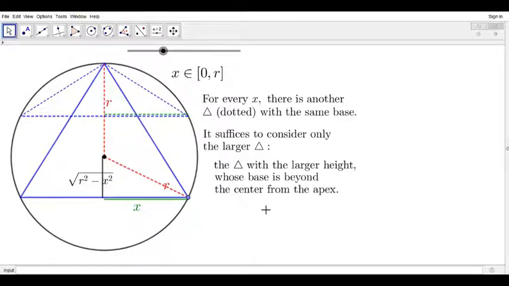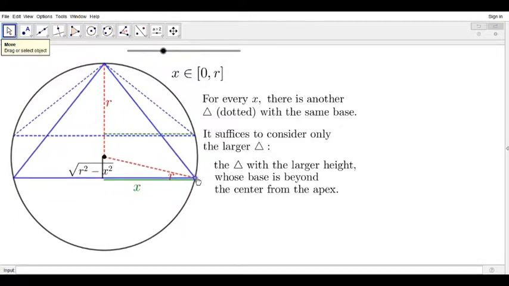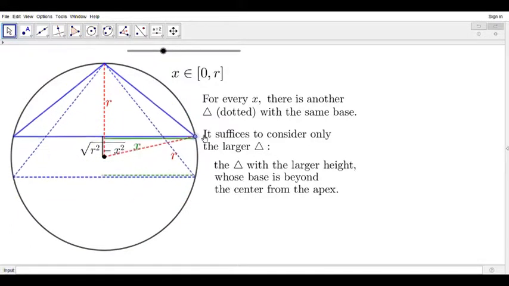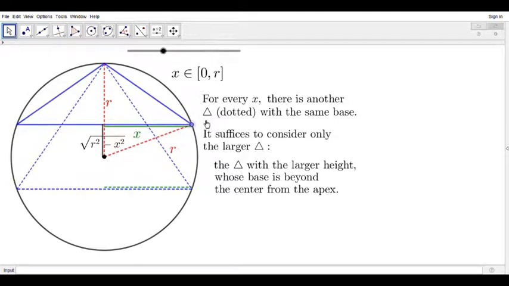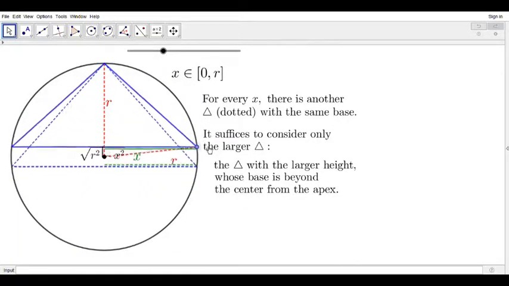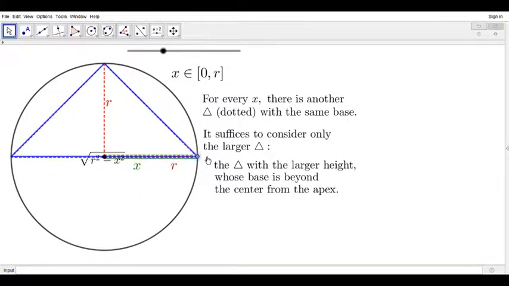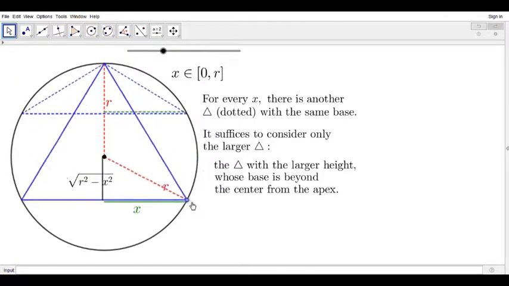So the base is beyond the center from the apex. So let's agree on that. In other words, even though in my illustration I could bring this movable blue point much higher, you can see the twin, the one with the dotted twin, would have the larger area. Let's assume that we can't go higher than the horizontal diameter. That means this blue point will only have to go lower.